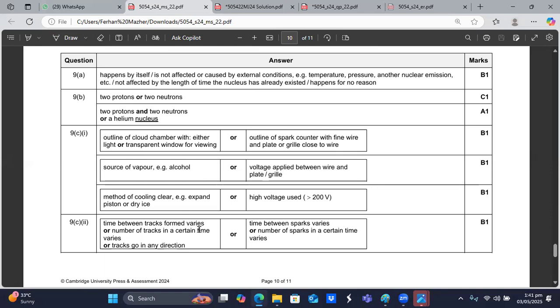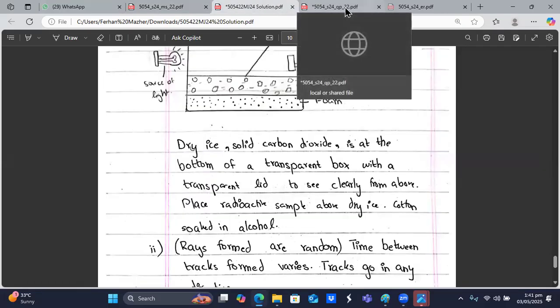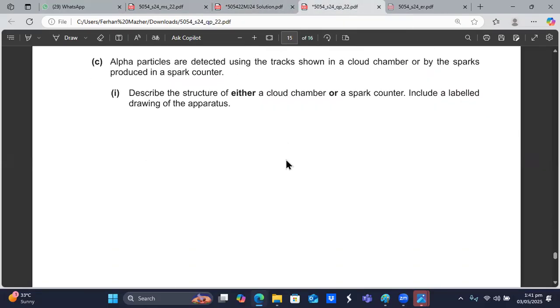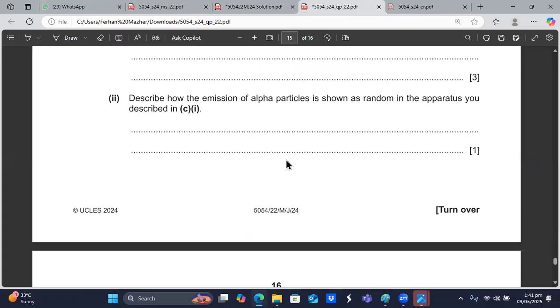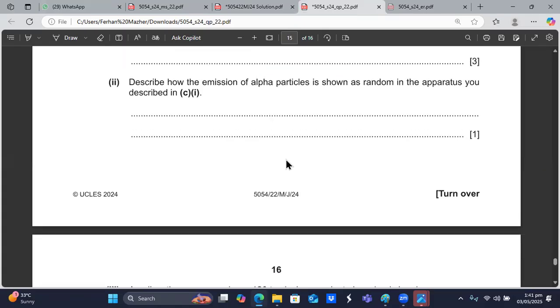Time between tracks formed varies. A number of tracks in a certain time varies, or tracks go in any direction. Okay, so this is how this happens, and it's a 3 marks question. Just a few lines are given for you to write. Describe how the emission of the alpha particles is shown as random in the apparatus you described in the first part.